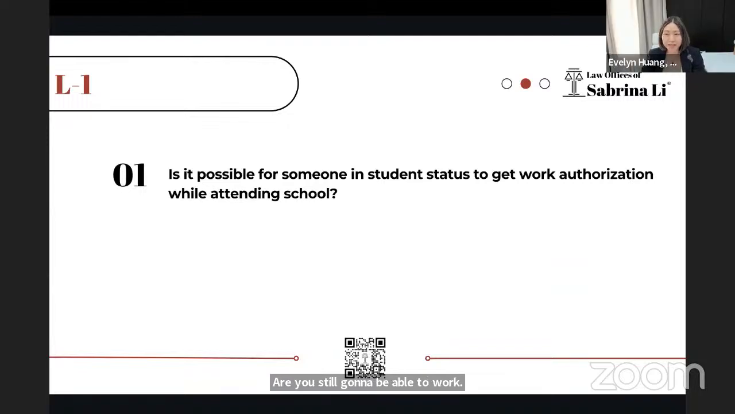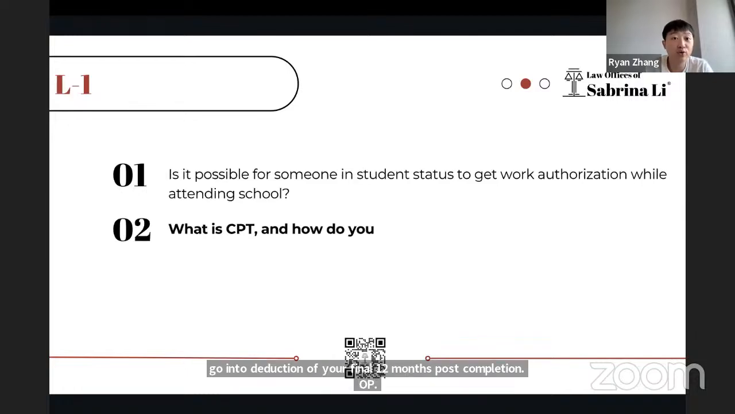Yes, you have day one CPT as we covered before, and there's also pre-completion OPT, which also allows a student to work while in school session and also outside of school session. However, I would make a note on that. Pre-completion OPT could impact your post-completion OPT, which is after you complete your program. Whatever time you spend during school under pre-completion OPT could be deducted from your final 12 months of post-completion OPT.